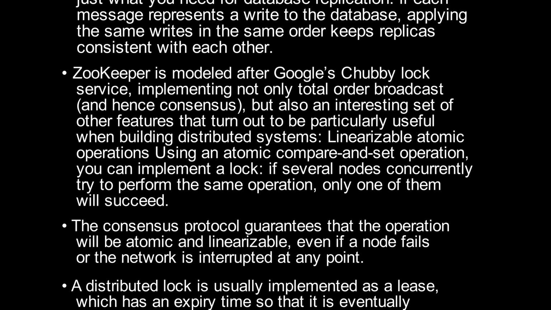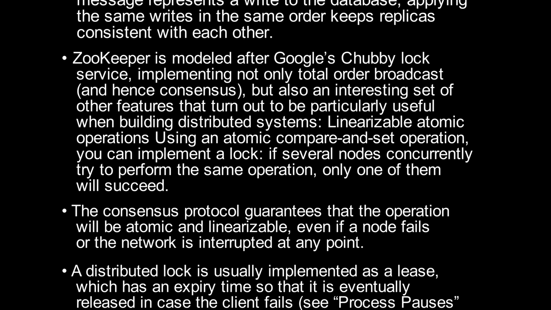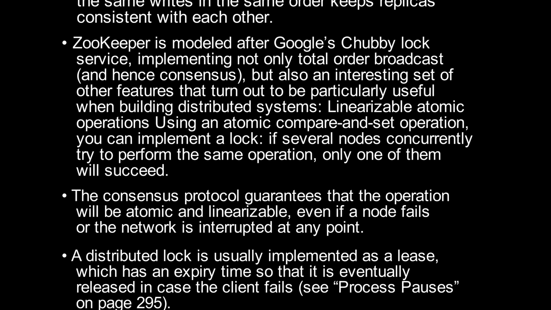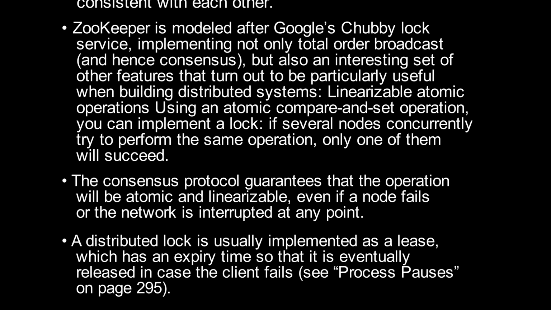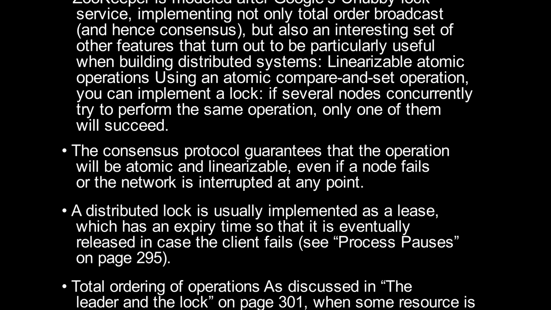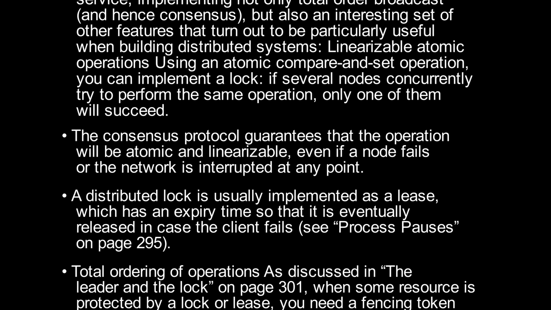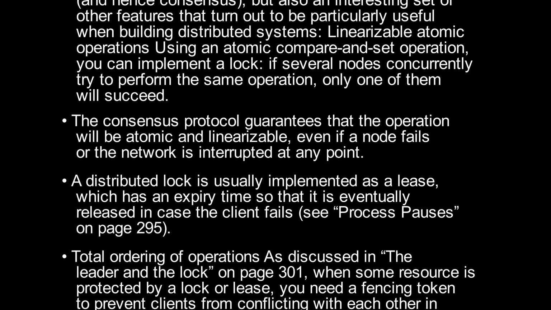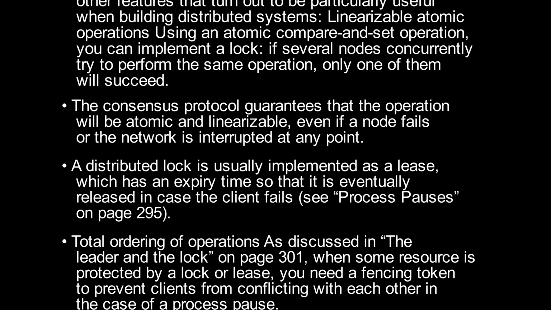The consensus protocol guarantees that the operation will be atomic and linearizable, even if a node fails or the network is interrupted at any point. A distributed lock is usually implemented as a lease, which has an expiry time so that it is eventually released in case the client fails. See process pauses on page 295.